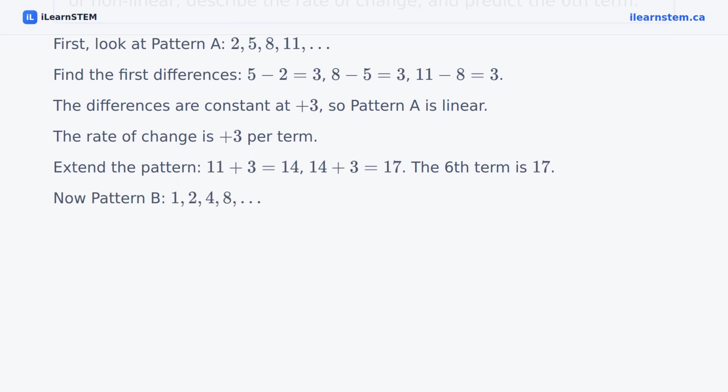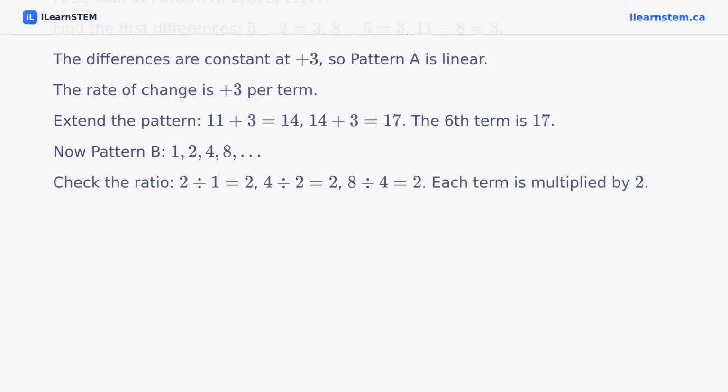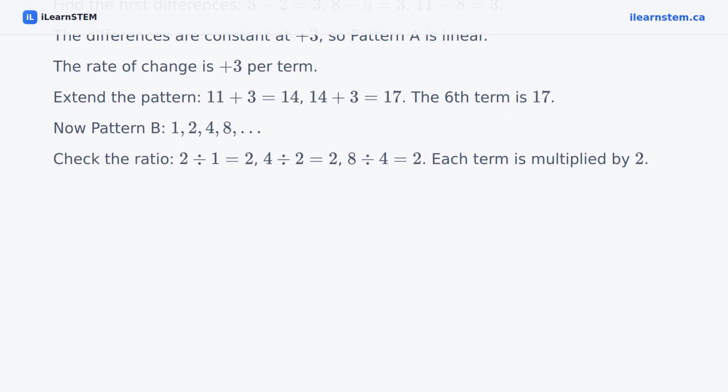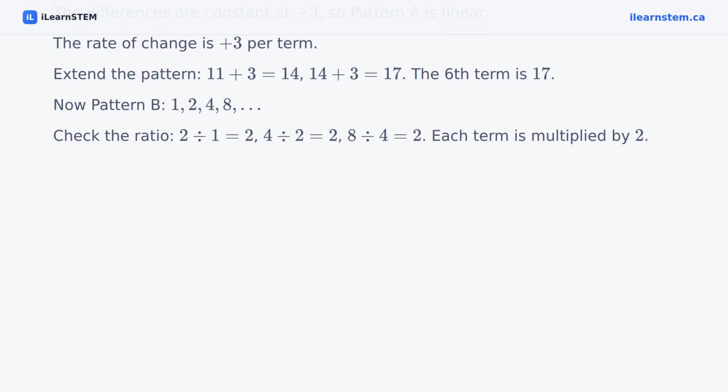Now let's look at pattern B. 1, 2, 4, 8, and so on. Check the ratio. 2 divided by 1 is 2, 4 divided by 2 is 2, 8 divided by 4 is 2. Each term is multiplied by 2.